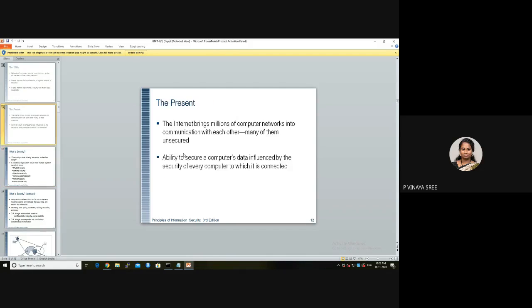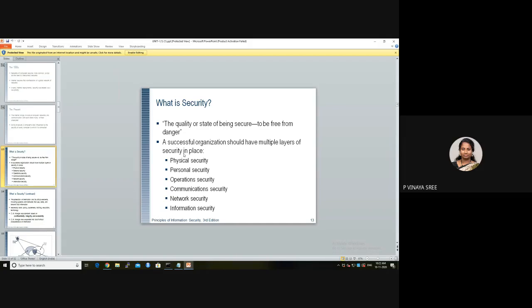Now let me go on to what is security. For this topic, I asked four students to provide video pics. What is security? The quality or state of being secure, to be free from danger. So how many different securities are there? Physical security, personal security, operation security, communication security, network security, information security.